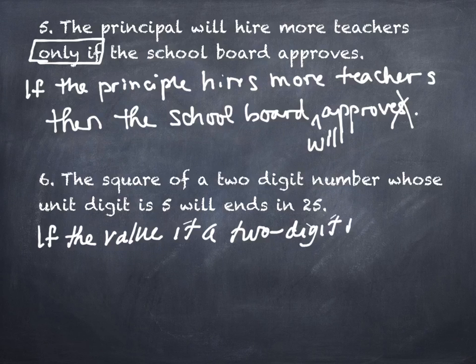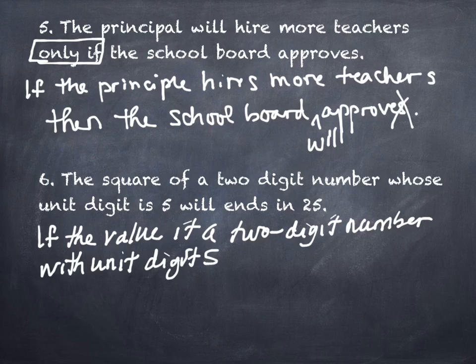so that if the value is a two-digit number with unit digit 5. Okay, so is everybody clear on what that says so far? I've got a number like 15. I've got a number like 85. I have a two-digit number whose unit digit is 5. Then what?